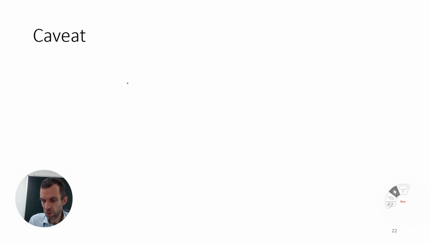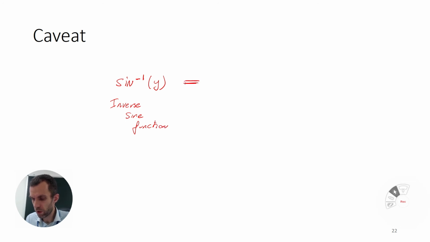So the caveat that I have on the slide here is a very important one, because there are always some mistakes against that and it's totally invalid. You have to keep in mind that sine inverse of y, the inverse sine function, is not at all equal, is very different from 1 over the sine of y. Every year there are people that confuse the two on the exam, and it completely ruins the solution.